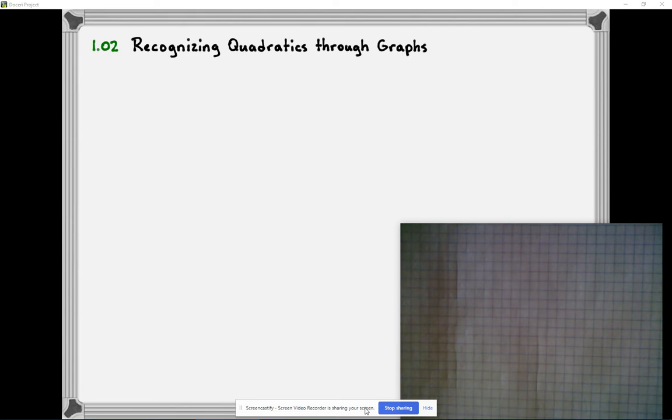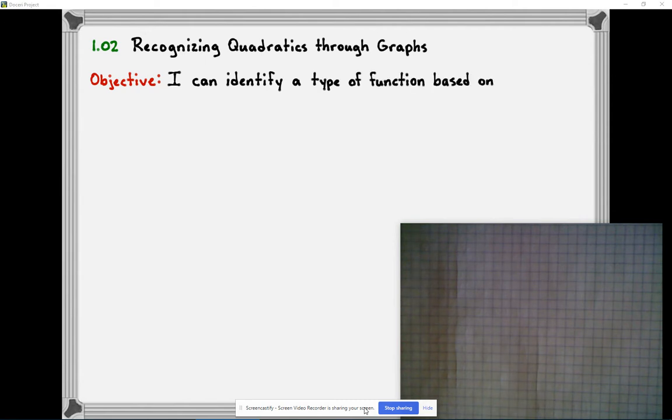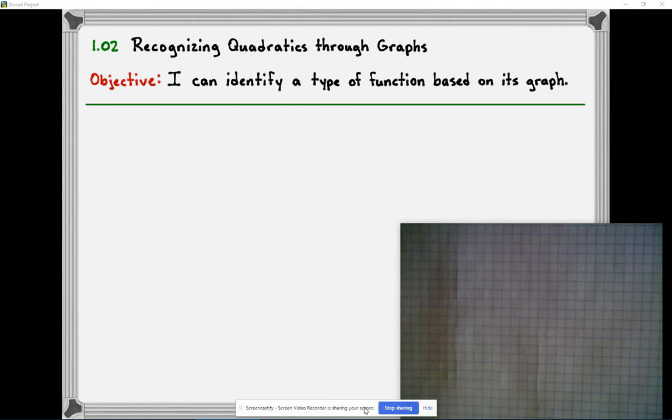All right, we are in lesson 2, recognizing quadratics through graphs. Last time we talked about recognizing quadratics through tables or data sets. Here we are going to now see what a linear function, an exponential function, and a quadratic function look like on a graph. So our goal is to be able to identify each of those by observing their graphs.